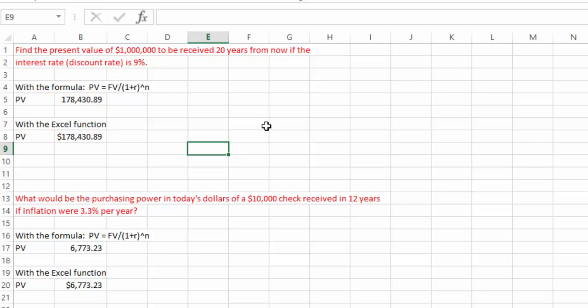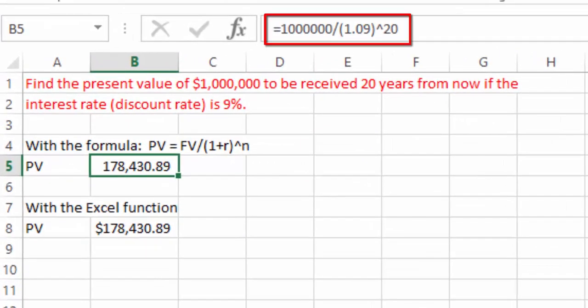So the first one here: find the present value of $1 million to be received 20 years from now if the discount rate is 9%. So we could stick in the calculation. We take the future value divided by 1 plus the interest rate raised to the number of periods. So here it's $1 million divided by 1.09 to the power of 20, and we get the result here of $178,430.